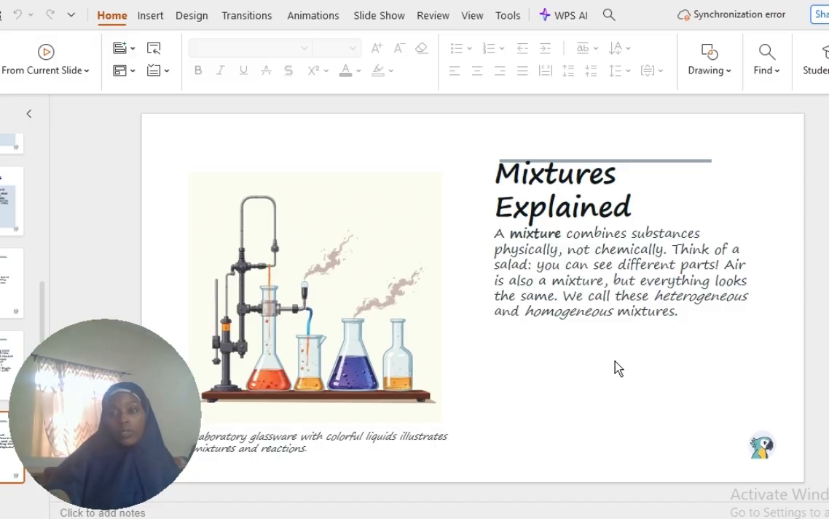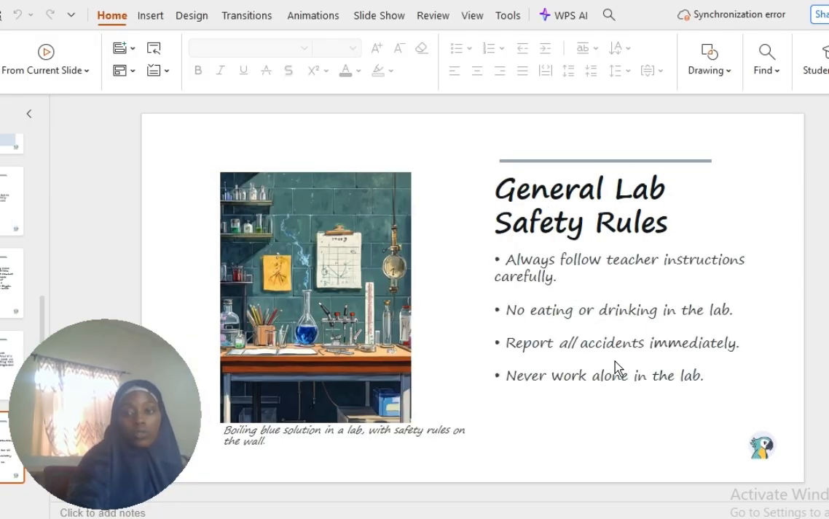A mixture can be homogeneous, it can be heterogeneous. Homogeneous is when they are uniformly combined, you cannot see the particles. Heterogeneous is when they are not uniformly combined.